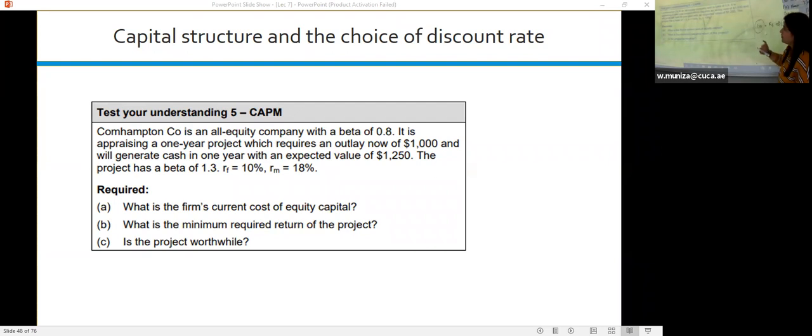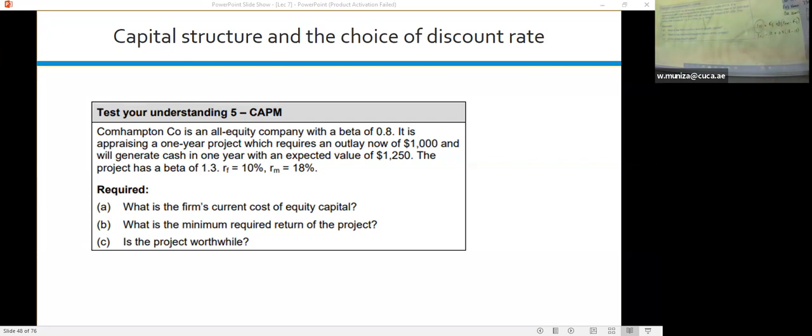So the risk-free rate of return is how much? 10, plus beta is 0.8. E(Rm) is 18. So what is the firm's current cost? This is the current cost.